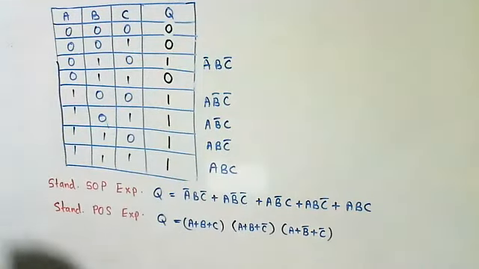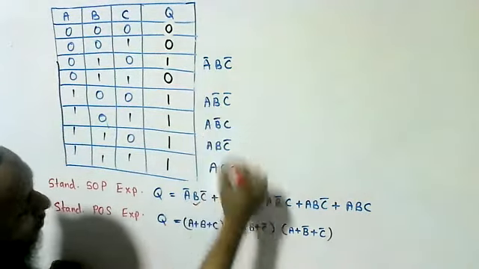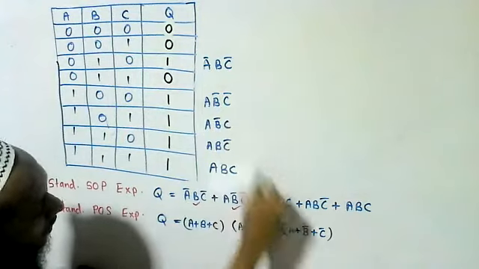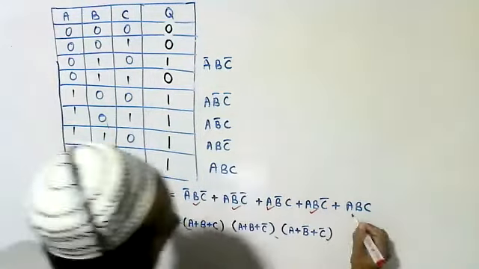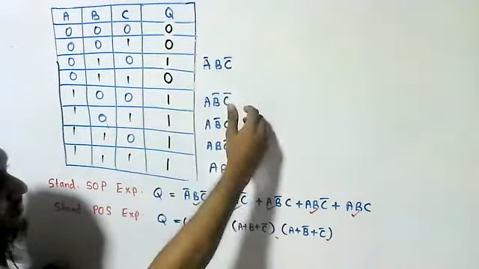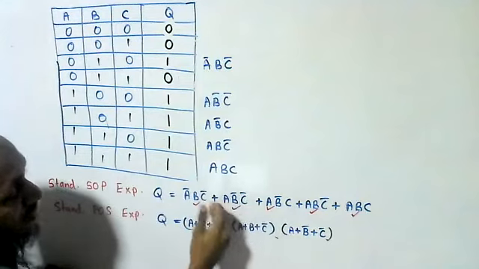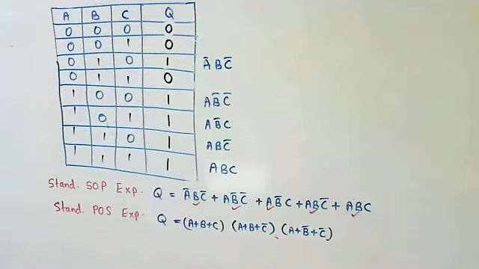We'll check: A bar B C bar, okay. A B bar C bar, okay. A B bar C, okay. A B C bar, okay. A B C, okay. So this standard SOP expression is correct. We took the minterms, and if we write the minterms with summation, that means plus, it becomes the standard SOP expression, right? Right, I'm coming to max terms here. I'll use another color there.